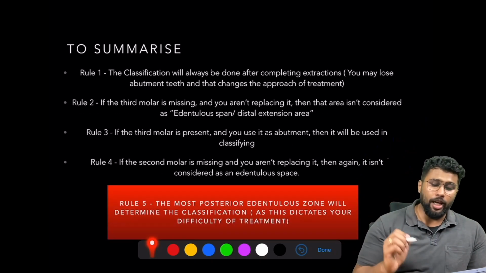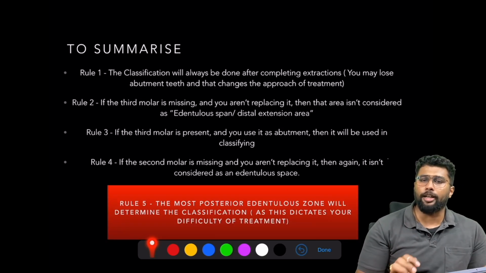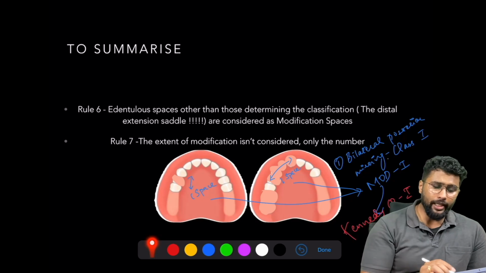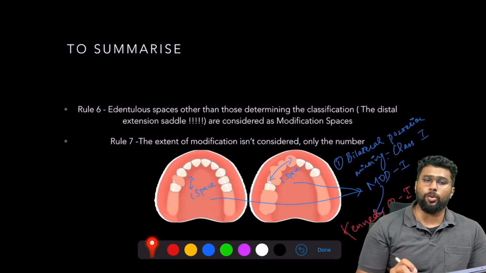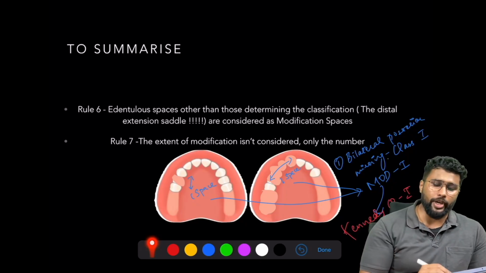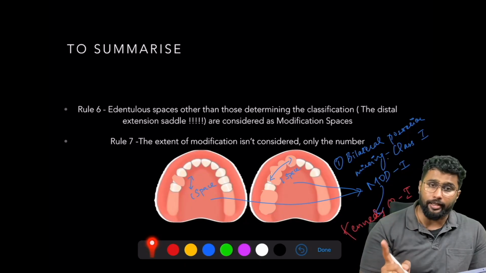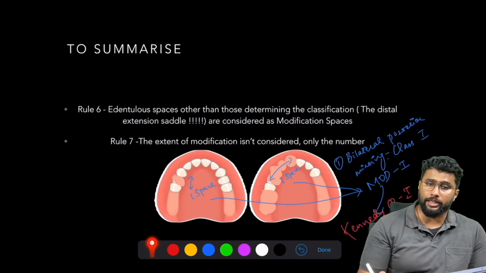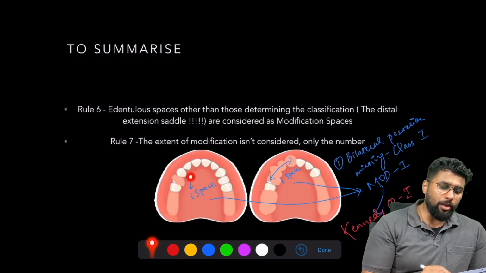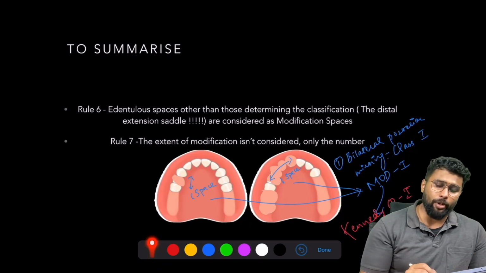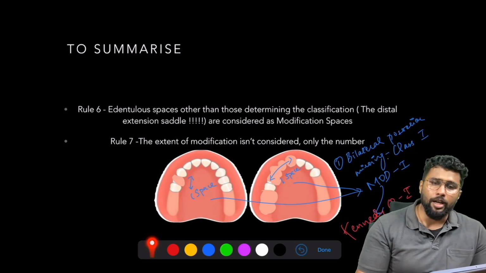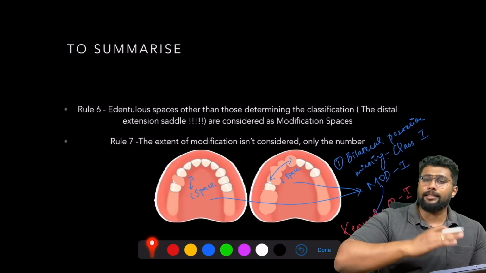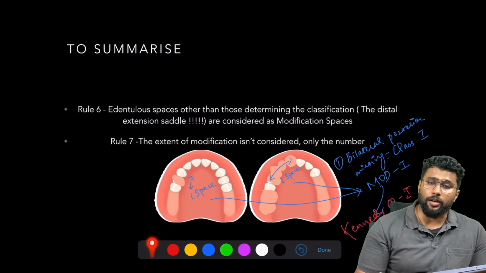Rule 5 says that the most posterior edentulous zone is the one that determines your classification, right? So if I consider this and think it is a class 3, it cannot be. That's why Applegate said you consider the most posterior zone as the one that determines the classification. So both of these cases are a Kennedy class 1 and you have modification spaces. Now in these cases, I might be looking at a tooth that is missing here. I might be looking at 4 teeth that are missing here. Would that determine the classification? No, it does not. What Applegate says is that the extent of the modification space is not considered.